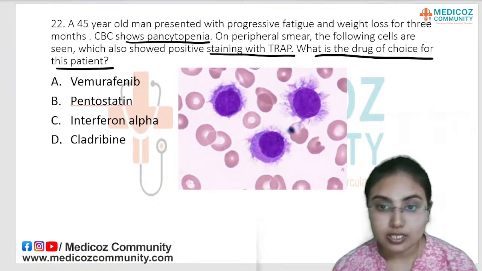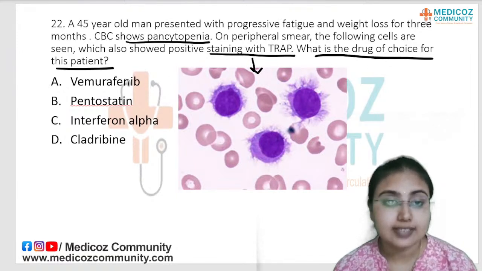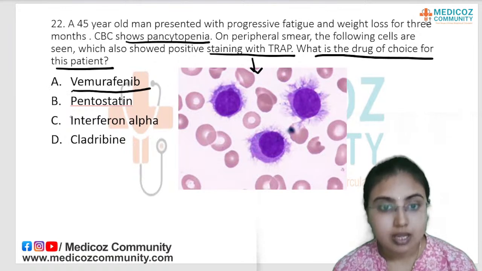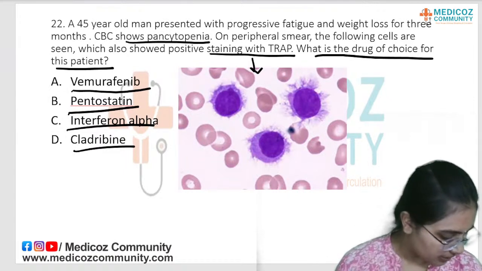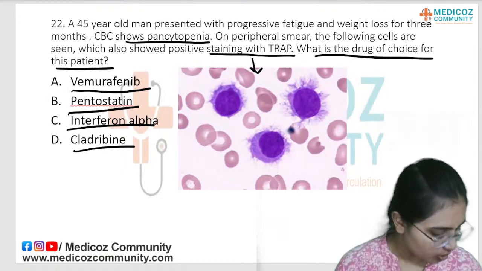That means you need to first diagnose what he has. What does he have? And what is the drug of choice? Is it A, vemurafenib, pentostatin, interferon alpha, or cladribine? Okay. Can you please write it in the chat box? What do you think?